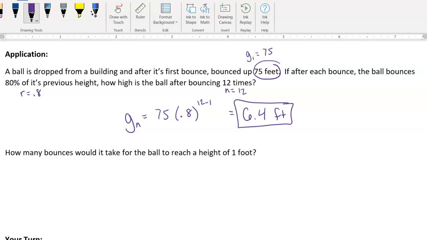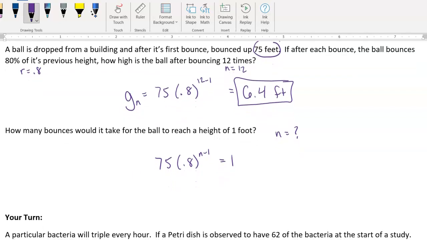All right, now let's answer this one. It says, how many bounces would it take for the ball to reach a height of 1 foot? Okay, so now we're trying to find out what n is. But we know that the ending height is going to be 1 foot. We want to figure out what n is.